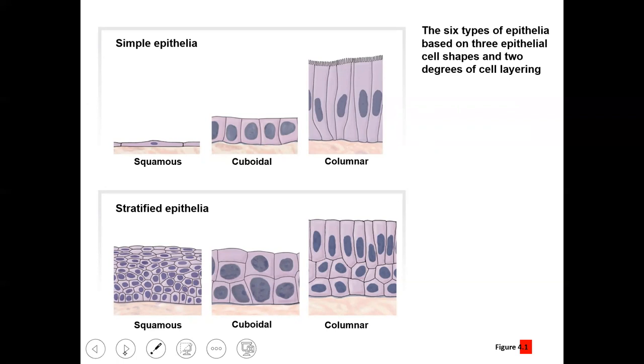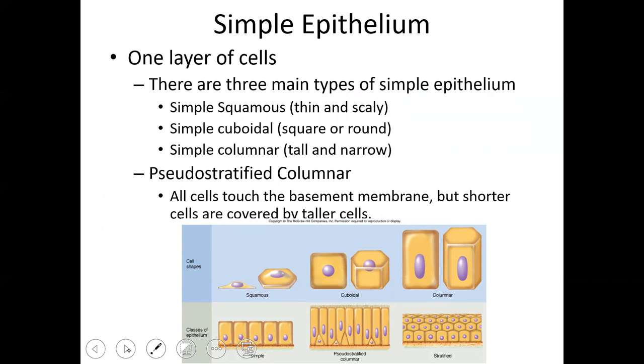There are also different shapes of cells that you see in that particular picture. Squamous cells are thin and flat, like fish scales. Cuboidal cells are, you know, cuboidal. And columnar cells are like columns. Pseudostratified means fake stratified. It looks like it's stratified, but it's really not. There's still just one layer of cells there. It's just that the tall cells are sitting on top of the short cells.